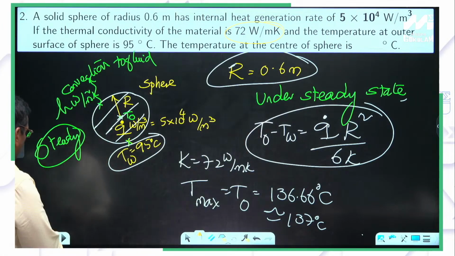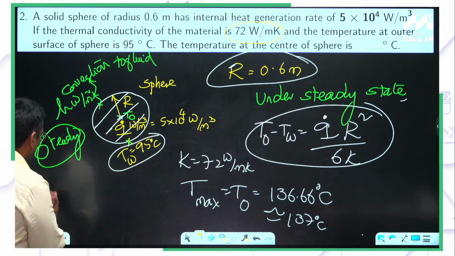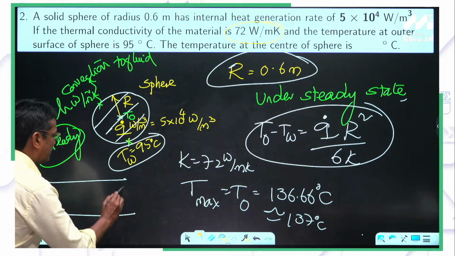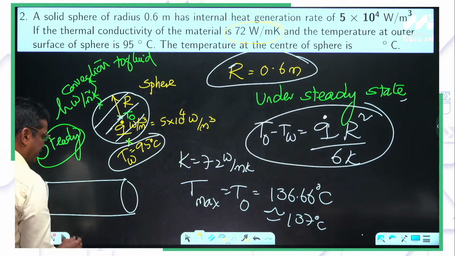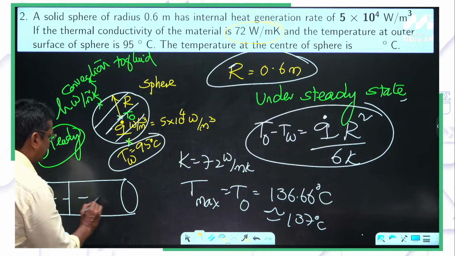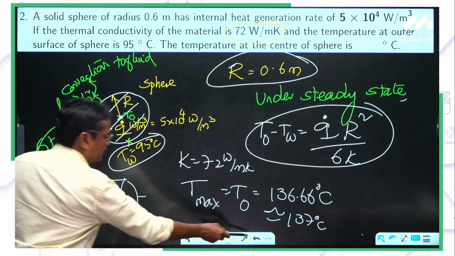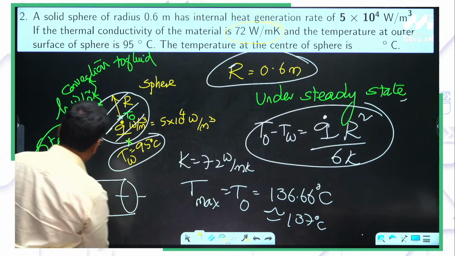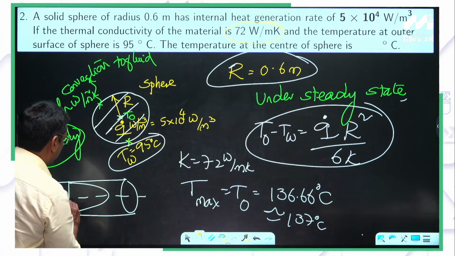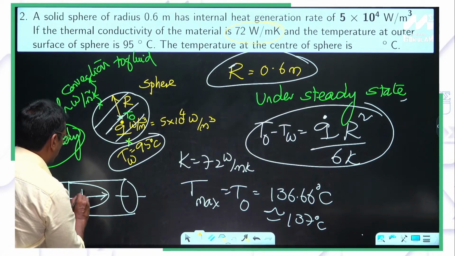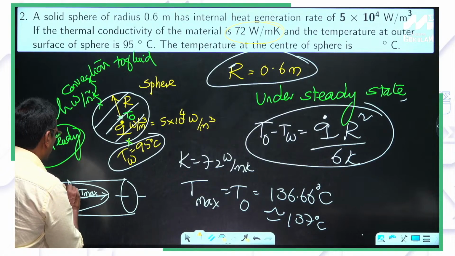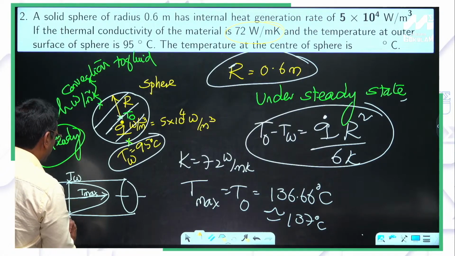And had it been a cylinder, first of all I would like to tell you that if it is a cylindrical body generating the heat, then again the maximum temperature will be seen at the axis. At this location we see the maximum temperature. Minimum temperature will be at the surface, the peripheral temperature.